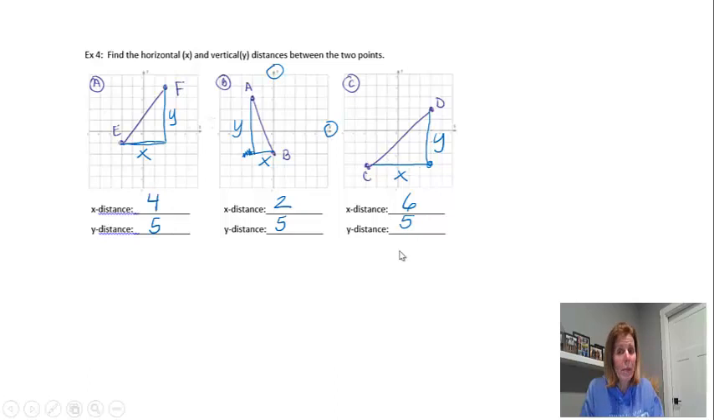Okay, one thing I'm just going to show that I could have done, and it would have been totally okay. I could have drawn the triangle up here instead, connecting, as long as I draw a right triangle connecting them. Notice my y distance would still be 5, and my x distance would still be 6. So it really does not matter. And hopefully so far you're finding these pretty easy to do.